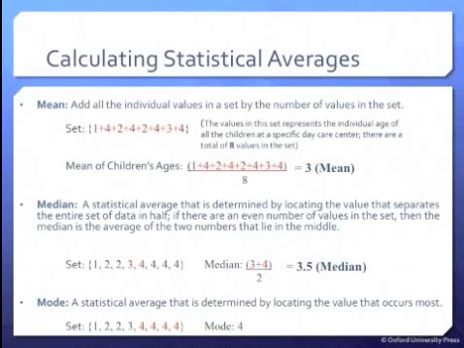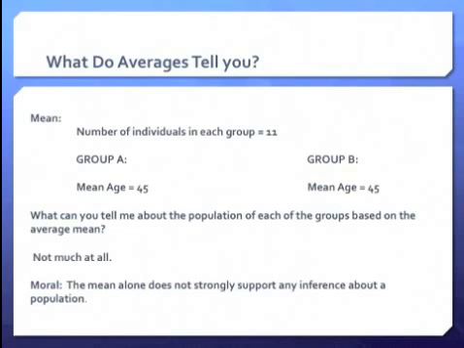Now, given that you understand how to calculate the mean, median, and mode of a set of values, let us consider how you can use this information to evaluate the strength of arguments that use statistical averages. In order to understand how to evaluate the strength of arguments that use statistics, you need to understand how these averages are calculated, since that will tell you what kind of information these averages will or will not provide you.